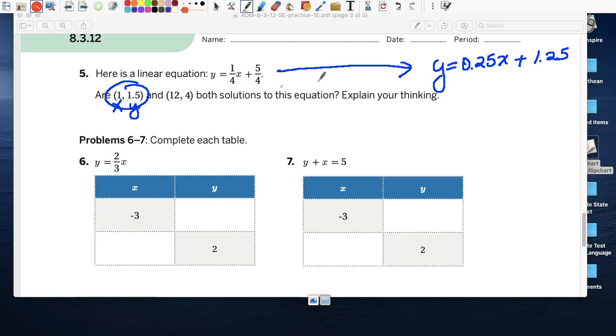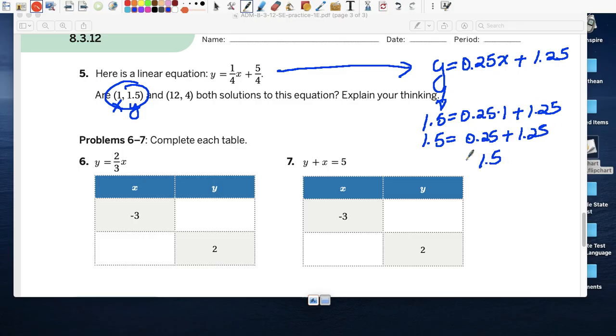Every time I see x, I'm going to replace it with 1, and every time I see y, I'm going to replace it with 1.5. So here we go. 1.5 equals 0.25 times 1 plus 1.25. 25 cents times 1 is 25 cents. And then plus 1.25. So it's 25 cents times $1 plus $1.25, $1.50. Does that equal the other $1.50 on the side? Yes, it does. So this one is good.